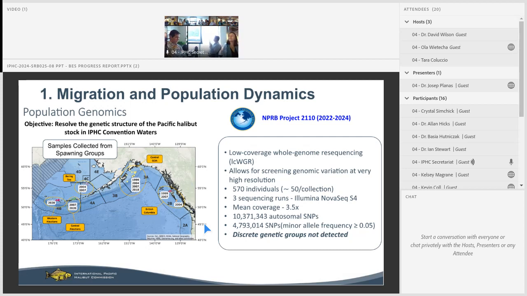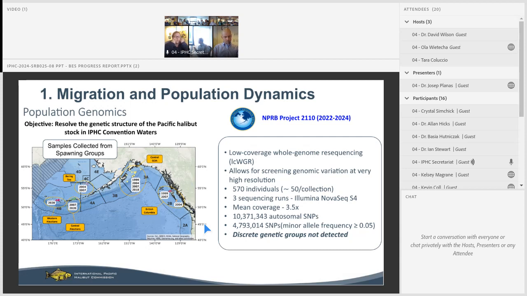So the current objective of the population genomics work here at IPHC is really aimed at resolving the genetic structure of Pacific halibut in IPHC convention waters. And a very key important aspect of this study is that we're exclusively utilizing samples collected from spawning groups. And that essentially means these fish were collected during the wintertime when fish are assumed to be on the spawning grounds, and therefore a representation of spawning groups and the geographic areas we sampled, which you can see in the map here. We have samples from British Columbia, Central Gulf of Alaska, Bering Sea, Central Aleutian Islands, and Western Aleutian Islands. And these samples were collected over a fairly broad time frame between the years of 1999 and 2020.